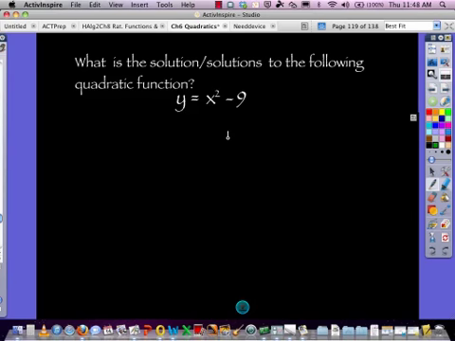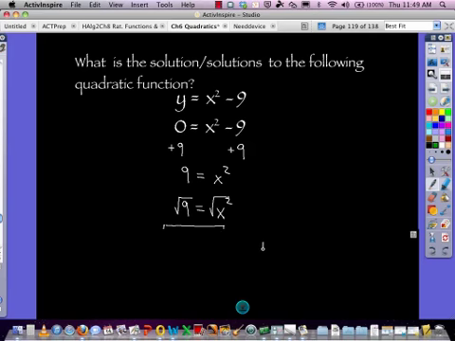Now remember, it's looking for solutions, so put a 0 in for y, first choice, because we were looking for where it crosses the x-axis, and the y value would have to be 0. From there, we'd move the 9 over to the other side by adding 9, which would give us x squared equals 9, or 9 equals x squared. Then we take the square root of both sides, and as you know, x would be plus or minus 3. So our solutions on that one would be plus or minus 3.